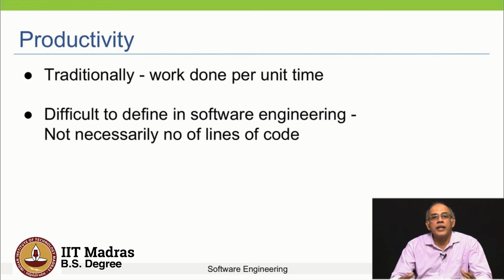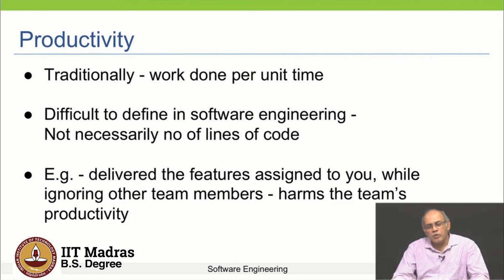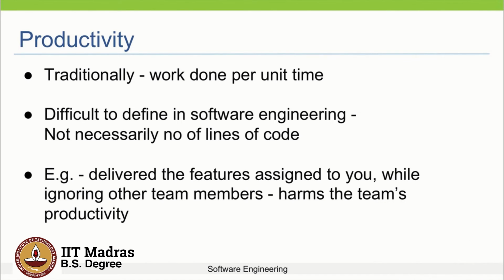Because we are finally working together in order to build a system which is a collaborative effort. So, in this case, if you delivered the features that were assigned to you, but you ignored all the other requirements, or you did not interact with other members, or even clarify doubts about the modules that you have created, while it may be very efficient for one person, it harms the productivity of the entire team. So, the question is, what are ways in which we can become more productive as software engineers?